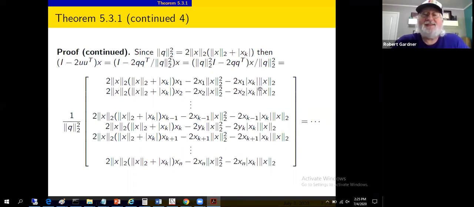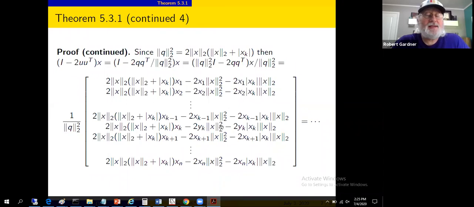This first component is 0. Look what you've got. 2 norm of x times norm of x times x1. So that's 2 norm of x squared times x sub 1. So distribute, the first part cancels with this. Distribute, second part gives 2 norm of x times absolute value of x sub k times x sub 1. Over here we've got minus 2 norm of x, absolute value of x sub k times x sub 1.